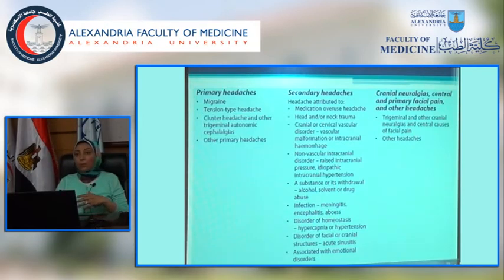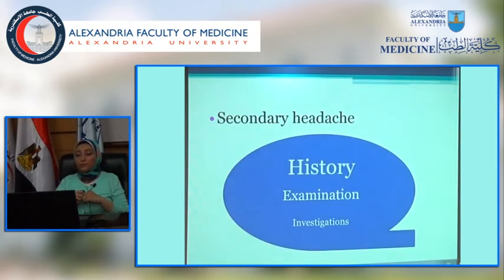And according to the recent classification, now we have what is known as medication overuse headache. The children who use analgesics too much and then stop the analgesic get what's known as rebound headache. And this is a very important terminology we need to keep in mind.